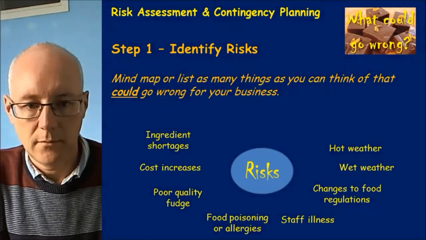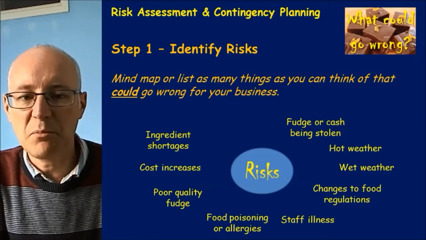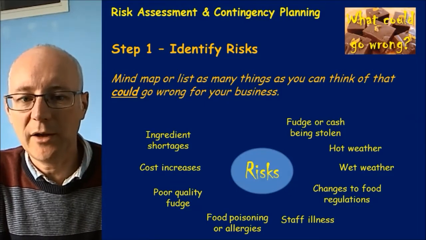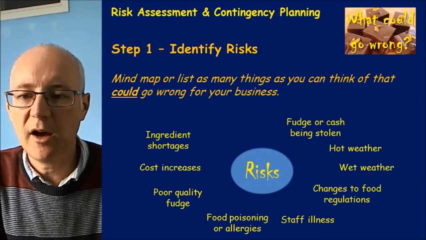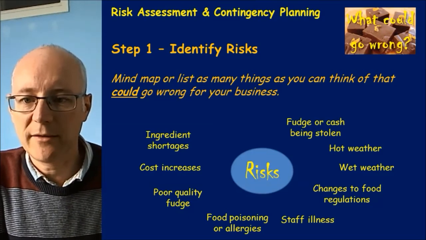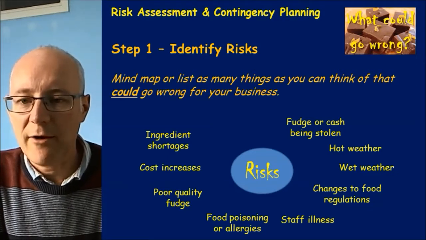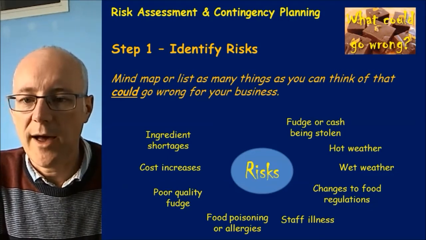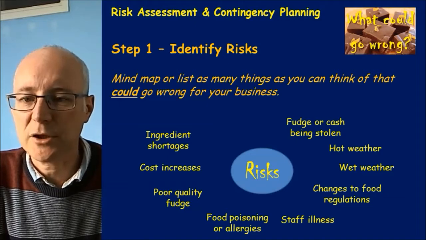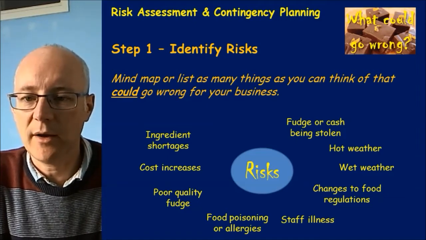Now, because I'm planning on putting out an unmanned stall outside my house, I'm not planning on standing out there looking after the fudge stall all the time. I'm just going to put bags of fudge on a table and a box for people to put their money in. There is a danger, a risk, that either fudge or cash from the cash box or both could actually be stolen by passers-by.